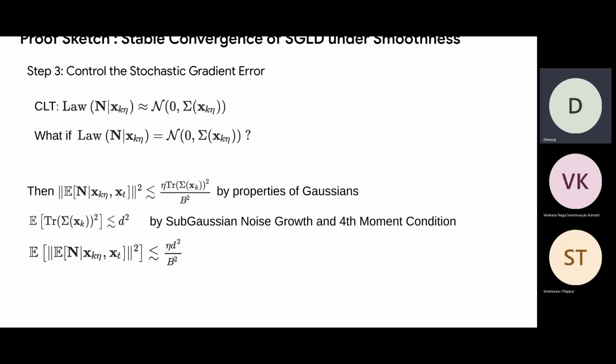Okay, and then we know that trace of sigma x_k squared is less than or equal to d squared by the noise growth condition and the fourth moment condition. Plugging that in, you get eta d squared over b squared. This is the thing we got.